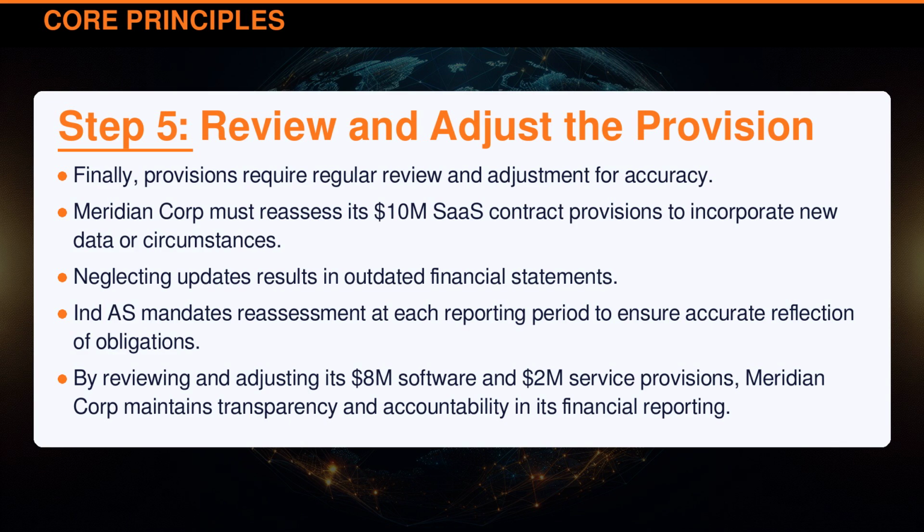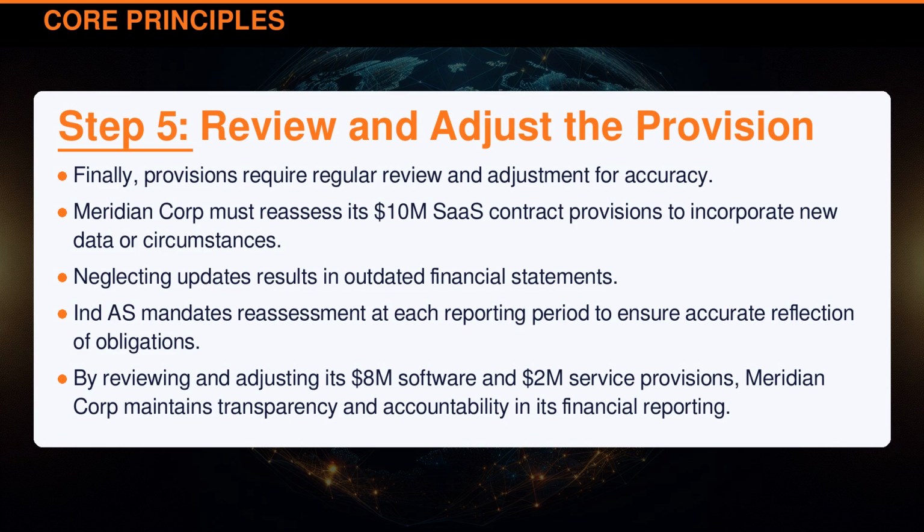Finally, provisions require regular review and adjustment for accuracy. Meridian Corporation must reassess its $10 million SaaS contract provisions to incorporate new data or circumstances. Neglecting updates results in outdated financial statements. Indian Accounting Standard mandates reassessment at each reporting period to ensure accurate reflection of obligations. By reviewing and adjusting its $8 million software and $2 million service provisions, Meridian Corporation maintains transparency and accountability in its financial reporting.